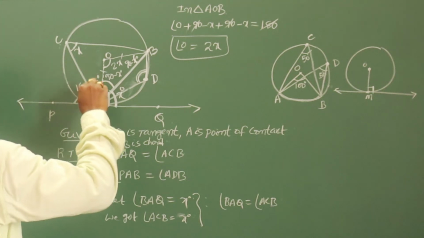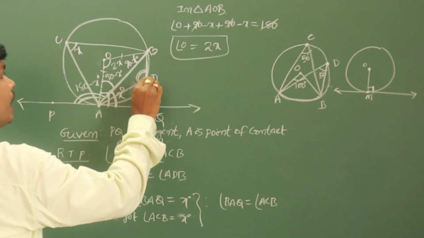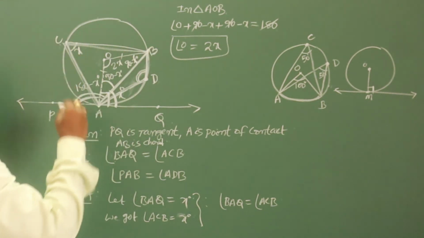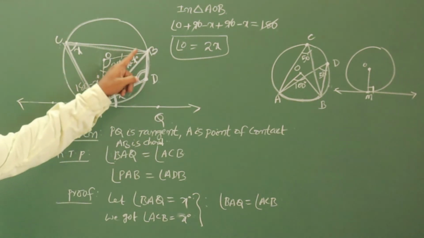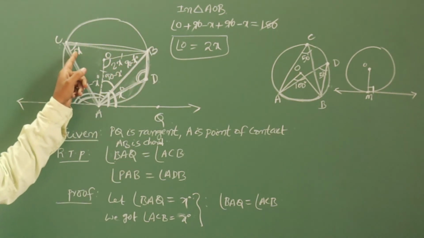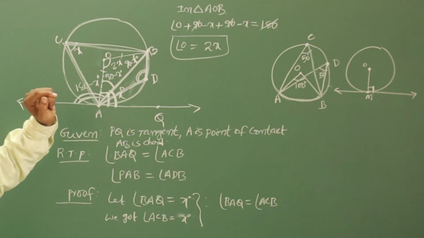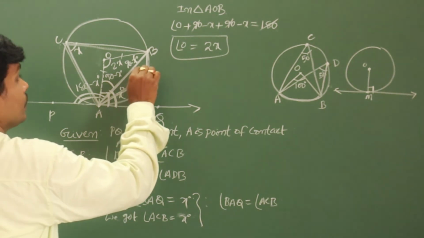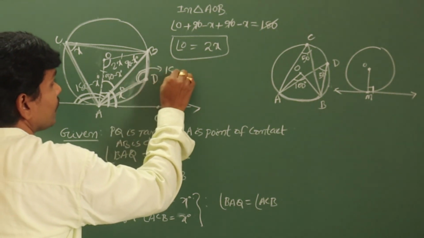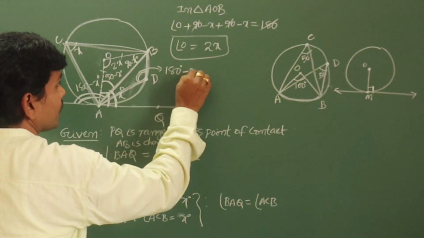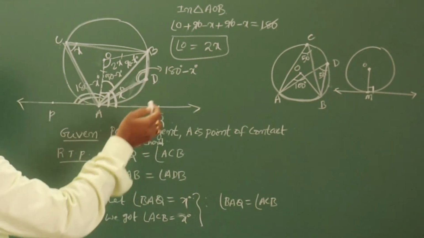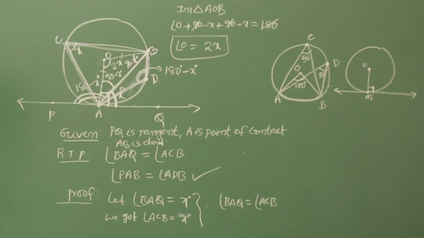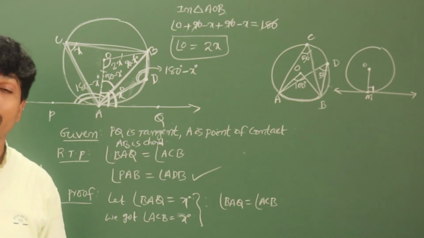Now observe, ADBC is a cyclic quadrilateral. In a cyclic quadrilateral, the sum of the opposite angles is 180. Opposite angles are supplementary. If it is X, then definitely the angle at D is 180 minus X degrees. So both angles are the same. So that's why this is also correct. So this is called the alternate segment theorem.